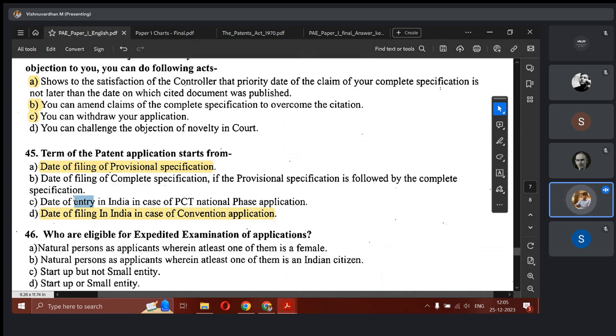Okay, so with respect to D also, I told you you're claiming the earliest entry, and in this case they're not talking about any entry. They're claiming the Indian application itself as the conventional application. So the date of filing of the conventional application is the priority date. And what Subramanian said is spot on. Date of provisional, by all common sense understanding, this has to be correct.